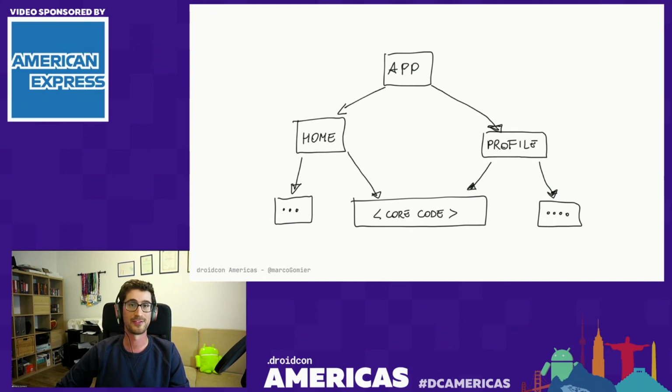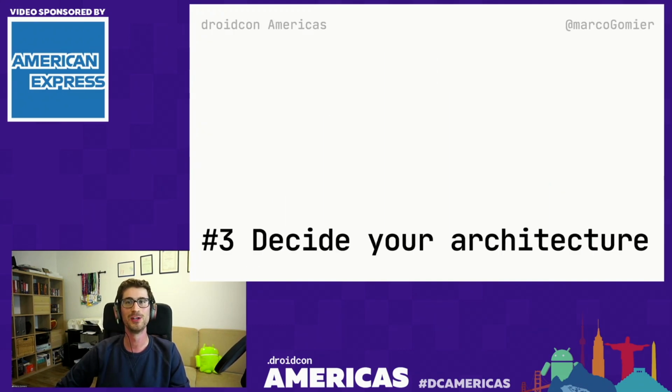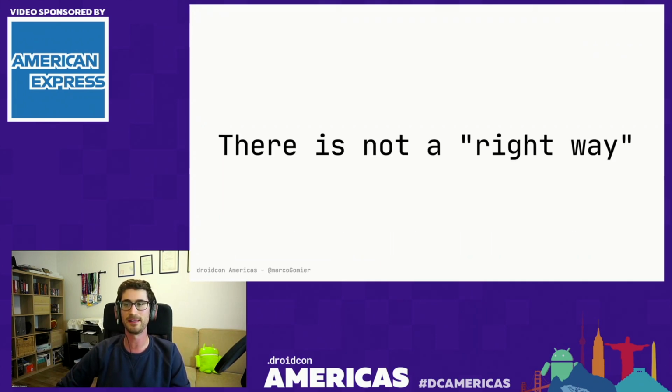But after that, of course, it's time to decide the type of architecture and to decide the actual boundaries between the different modules. On this topic, there is not a right way to do things. There are many ways to do it. You can, for example, modularize by feature. You can modularize by layer. You can do a mix of things. You can do whatever you want.